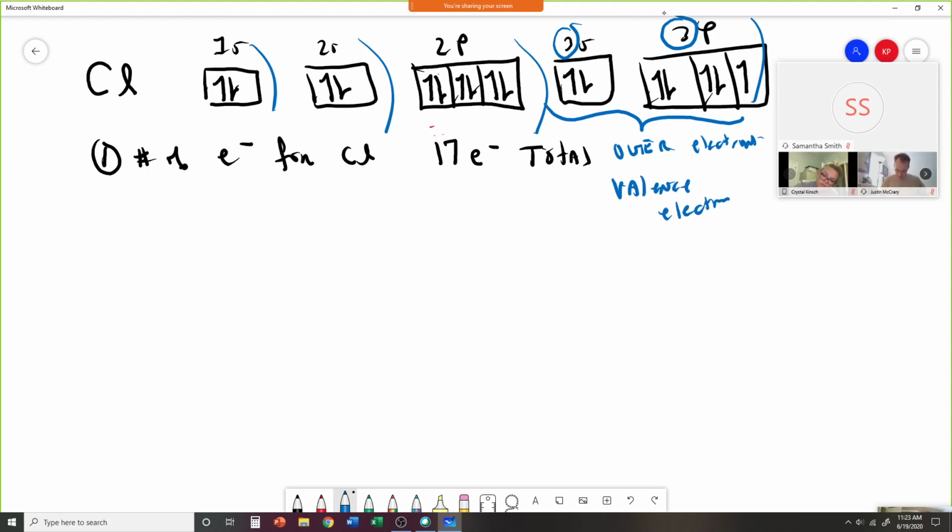They're the outermost electrons, okay? They're called the valence electrons. More on that in a second, okay?